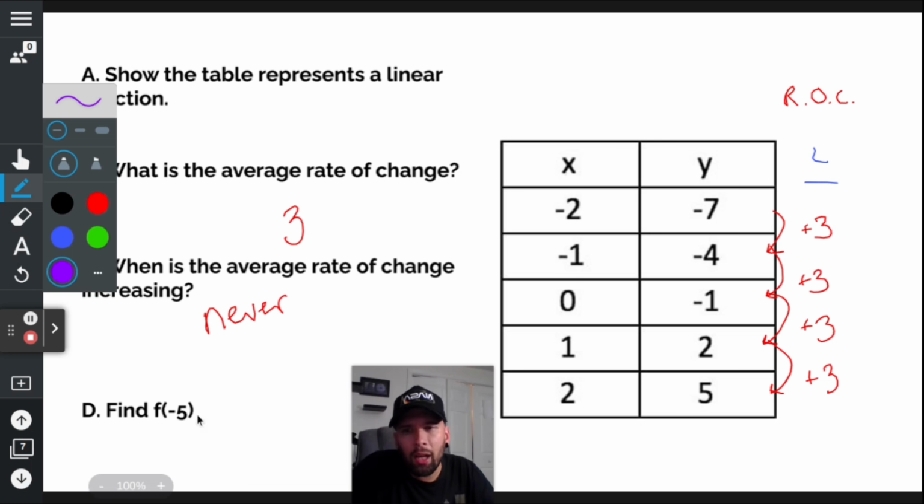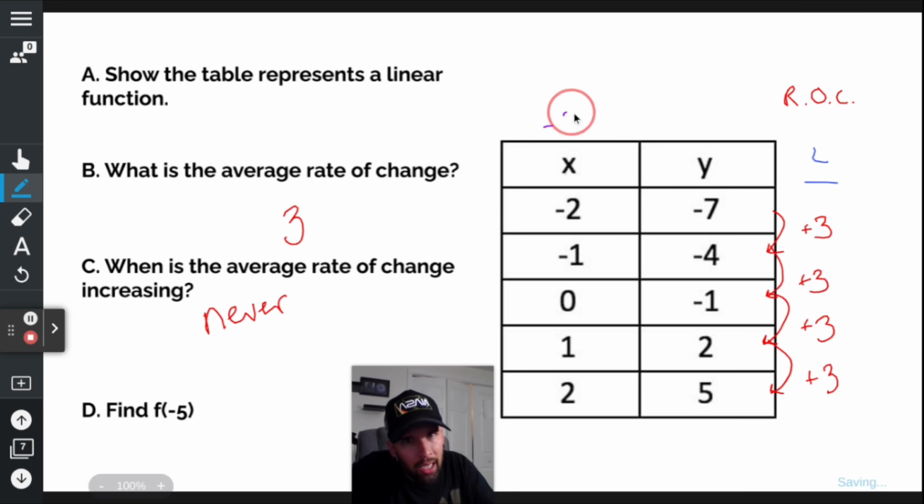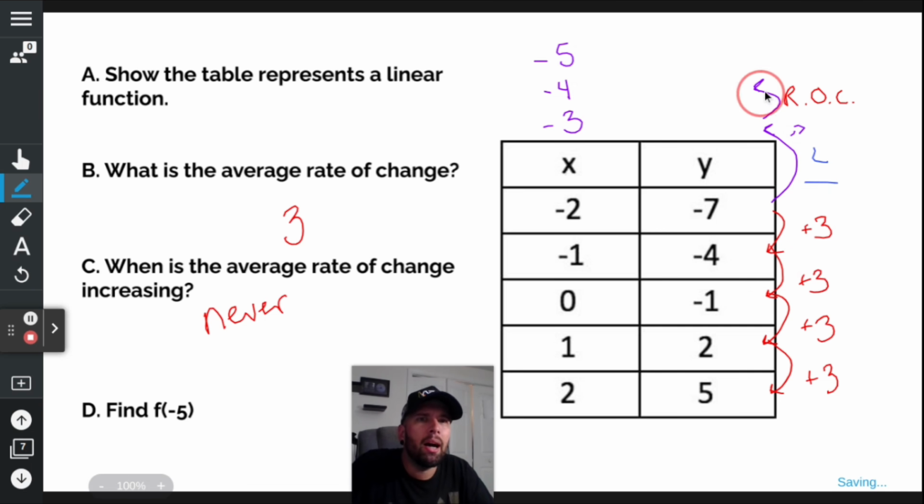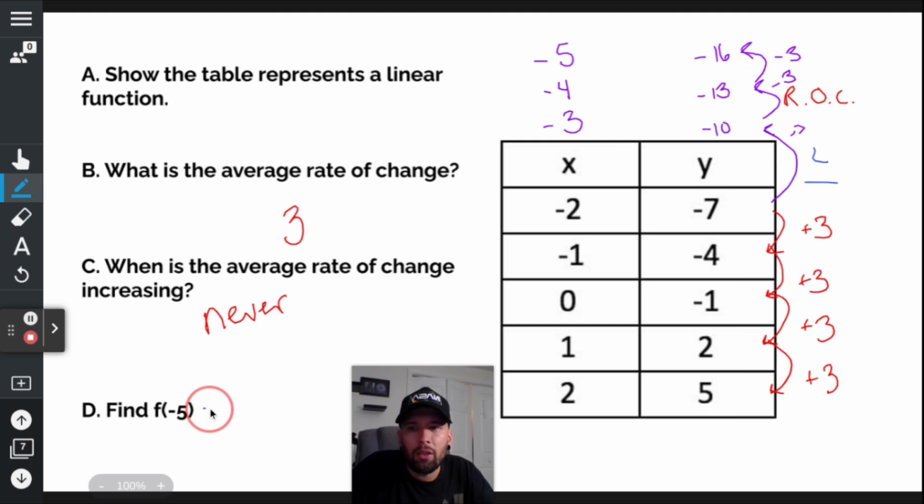Very similar to a previous problem that we did just like 2 minutes ago. I now need to find -5, which means I'm going to go back -3, I'm going to go back -4, and I'm going to go back to -5. If going this way was +3, then going this way is going to be -3, and then -3, and then -3 again. So -7 minus 3 is -10. -10 minus 3 is -13. -13 minus 3 is -16. F of -5 is -16.